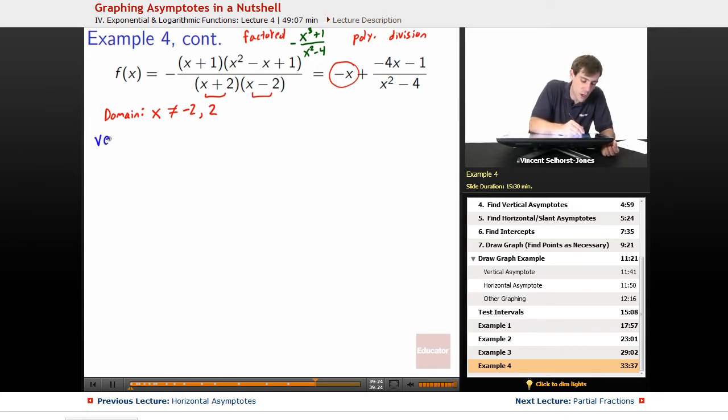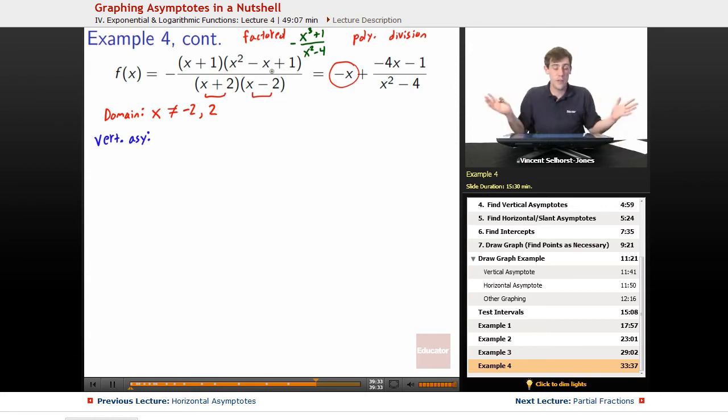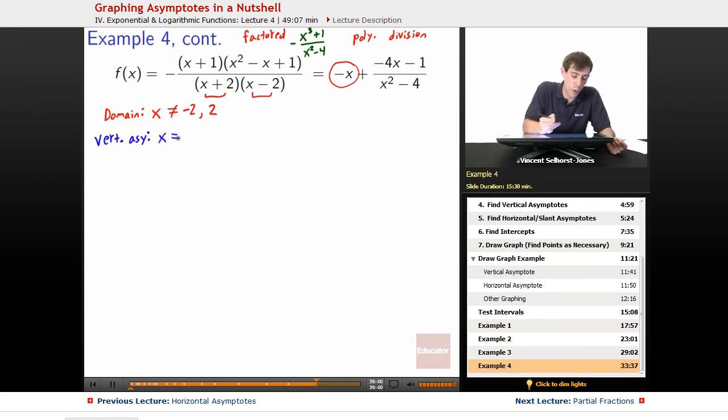Where are our vertical asymptotes? Notice that there's no common factors between the top and the bottom, right? We've got x plus 1 and x squared minus x plus 1 on the top, and x plus 2 and x minus 2 on the bottom. None of these things have anything in common. They're not the same factor exactly, so we can't cancel anything out. So we've got vertical asymptotes where we're forbidden by our domain, negative 2 and positive 2.